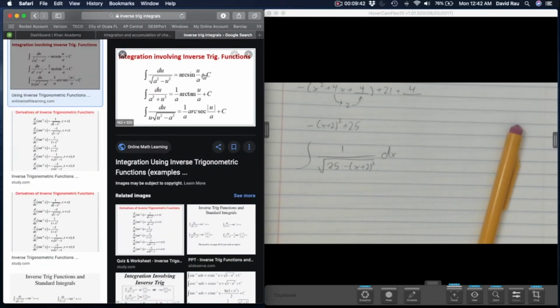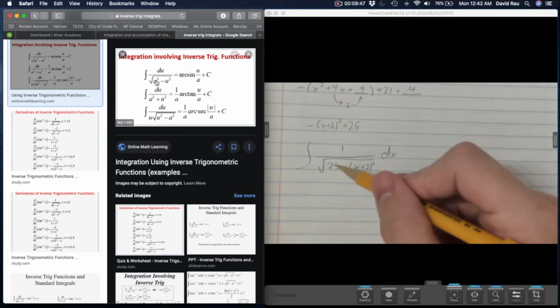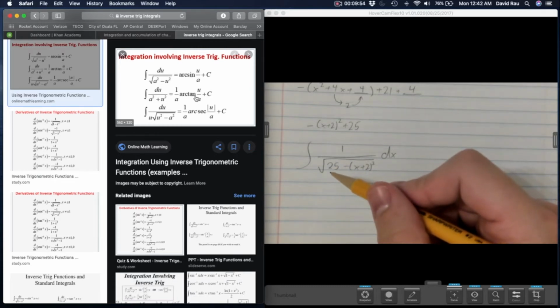Okay, so notice that arc sine, there's this a value. Now this time we do have to be concerned with that because a squared is 25. That means a is 5. But notice the difference between arc sine and arc tan.